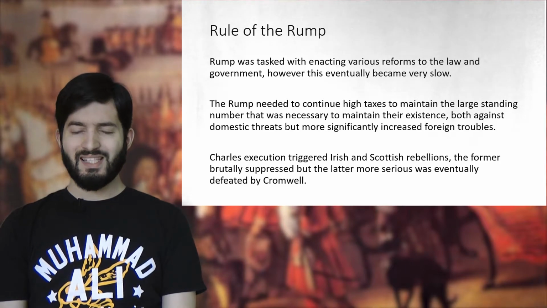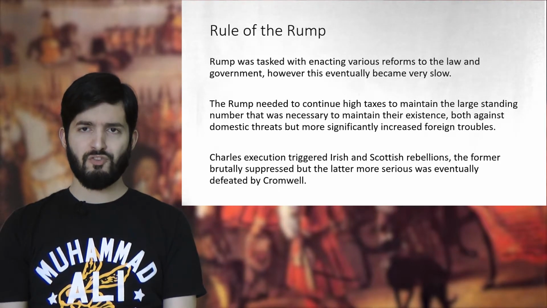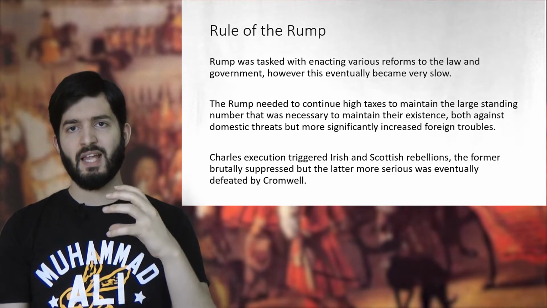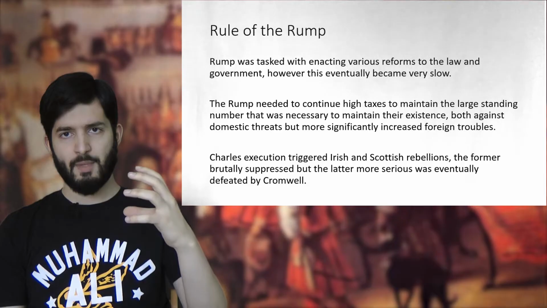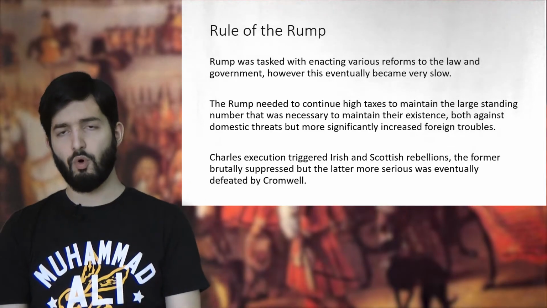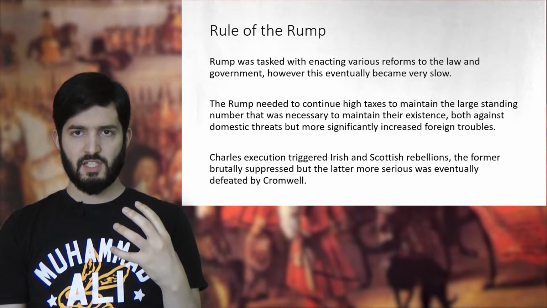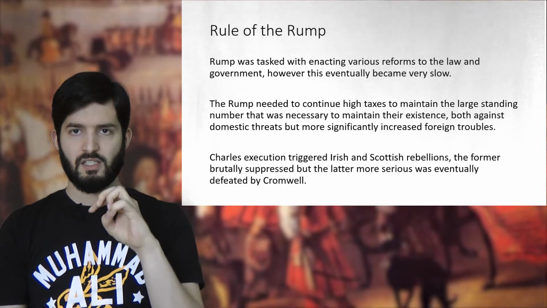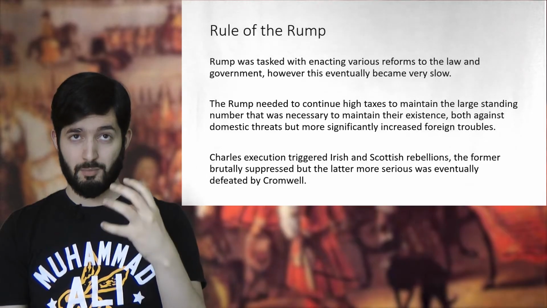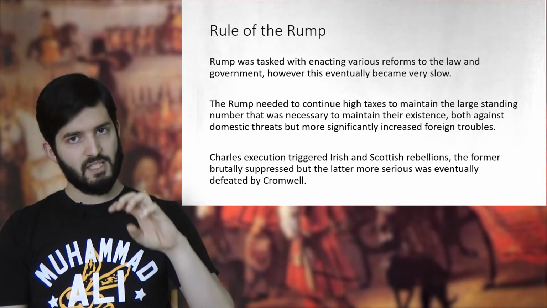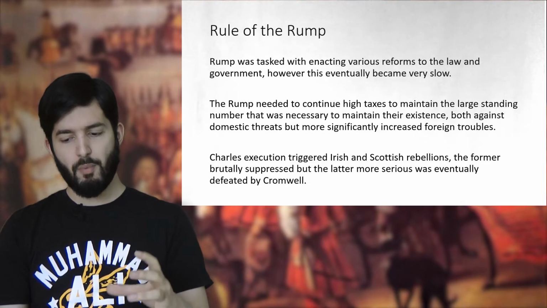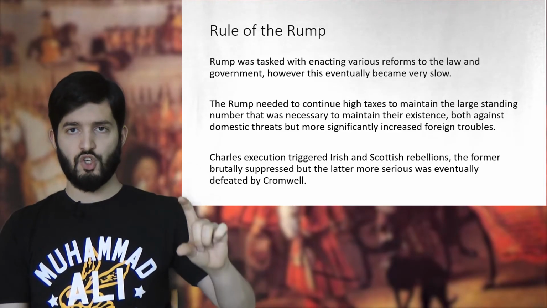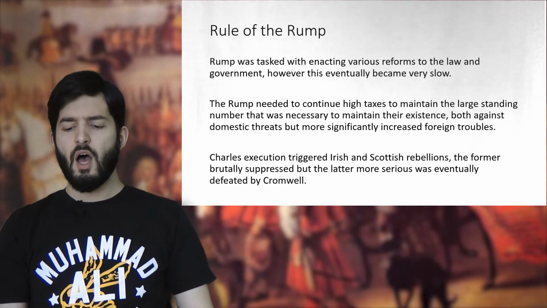So the rump continues to need to impose very high taxes on the country because they need to maintain a large standing army, the New Model Army which came into effect, as we mentioned, during the First Civil War. And they have to maintain this large army because that army is necessary to maintain their own existence and to protect the rump, both against domestic threats and domestic rebellions that could potentially crop up, but also more significantly, and increasingly more significant, foreign troubles and interventions that are taking place.